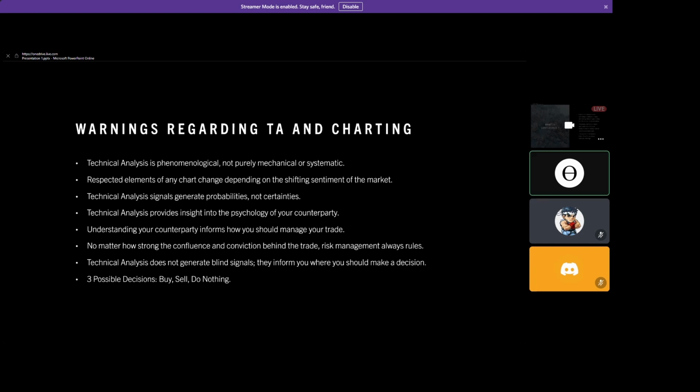Next, no matter how strong the confluence and conviction behind a trade may be, the bottom line is that risk management always rules, right? Technical analysis doesn't generate blind signals. They inform you where you should make a decision. And there are 3 possible decisions. You can either buy it and put a stop below, or you can sell it and put a stop above, or you can do nothing, right?